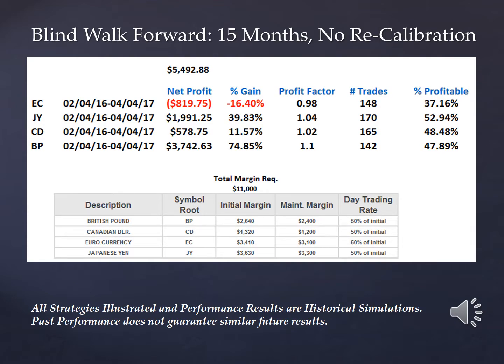Here's the blind walk forward on 15 months, and this is with no recalibration, and there is some commission and slip taken out of all 4 of these. Euro currency, Japanese yen, Canadian dollar, and British pound were just picked randomly. And let's take a look.